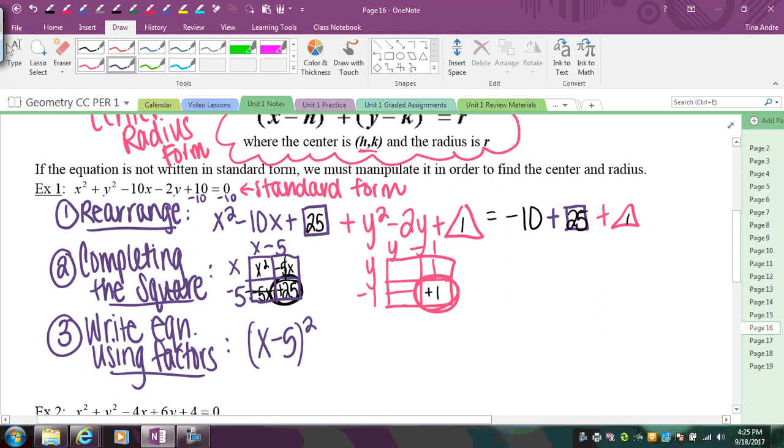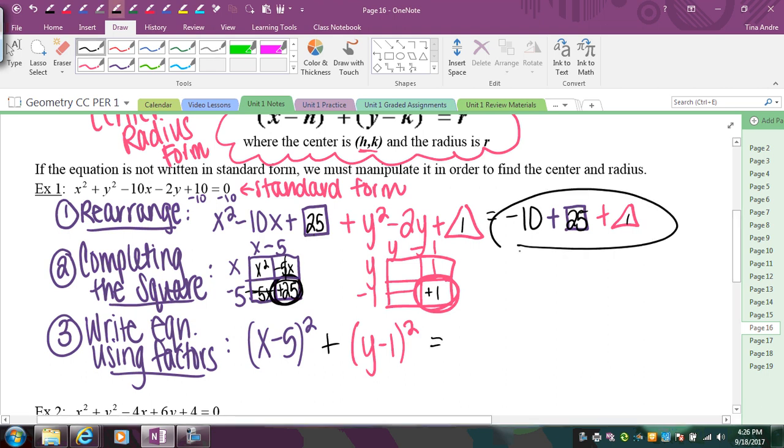X minus 5 times x minus 5. And then for the next piece, I'm going to have plus between them. My next piece here, I have y minus 1 times y minus 1, which will give me this trinomial. And then at the end, all we do is add these together. So negative 10 plus 25 plus 1, add those together and you get 16.